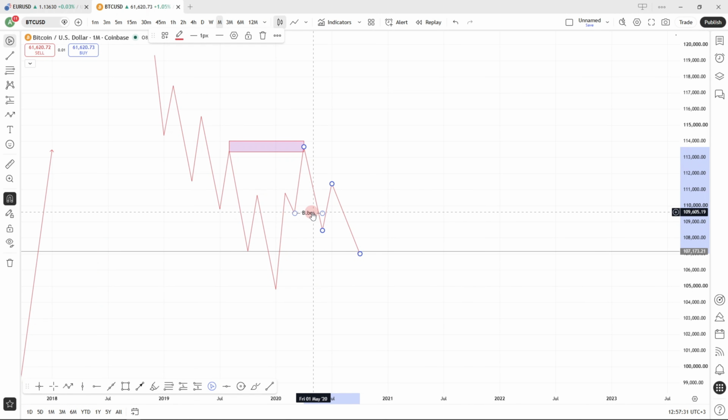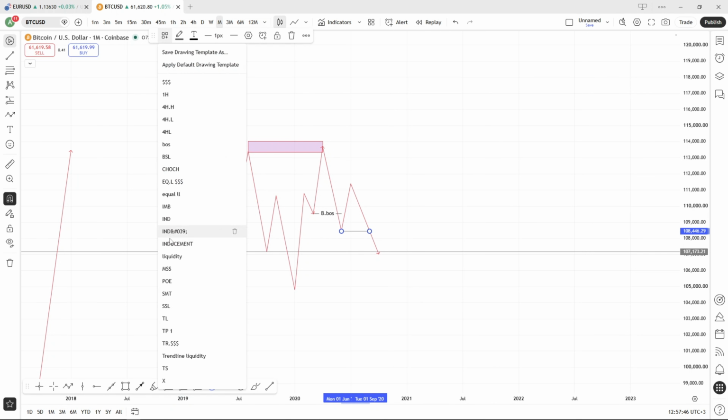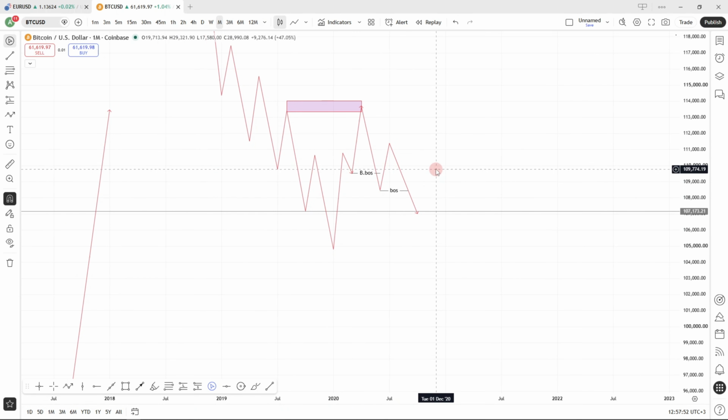In simple terms, or rather that is an abbreviation, this is a break of structure. Now you wait for price to give you another break of structure. Now this is what we call a break of structure. This is the typical break of structure that you know. So I want you guys to be marking that. This is a BOS, and then you need to wait for a break of structure.